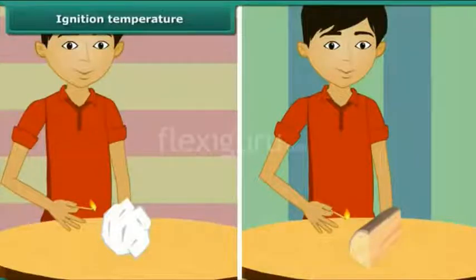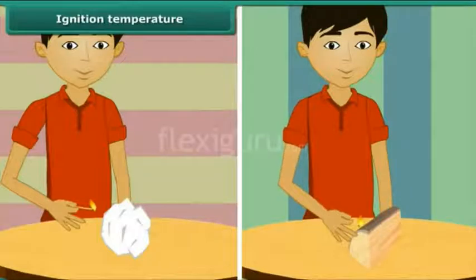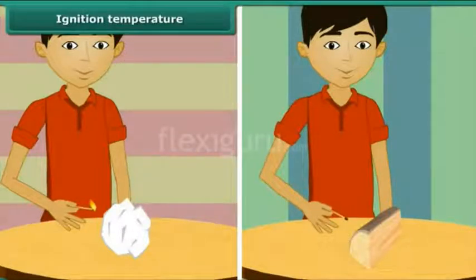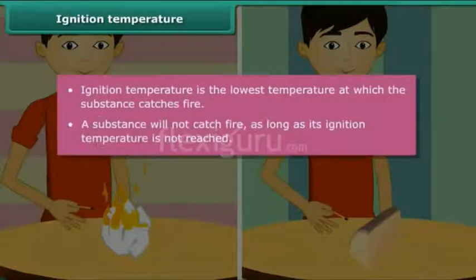We just saw that a paper burns when lighted with a matchstick. Now bring the matchstick close to a piece of wood. The piece of wood does not catch fire. One lighted matchstick is not able to burn the piece of wood, but a piece of paper burned quickly. This is because a piece of wood has not reached its ignition temperature. Ignition temperature is the lowest temperature at which the substance catches fire.